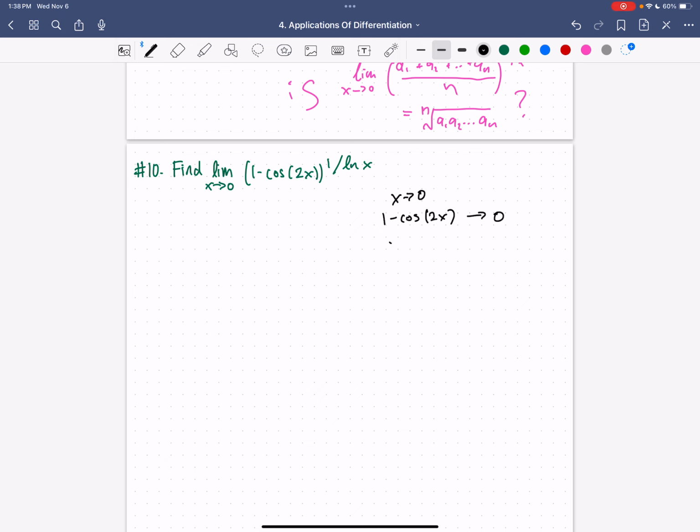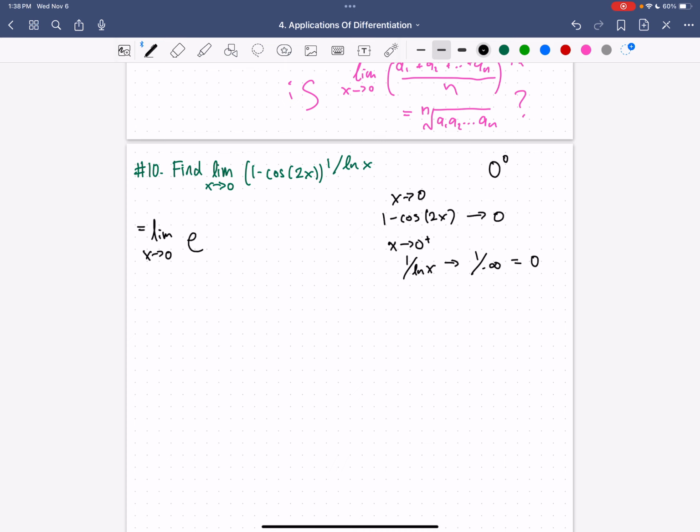And then as x goes to 0 from the right-hand side, 1 over log x will go to 1 over negative infinity, and so that gives us 0. So here we've got a 0 to the power of 0 type. That means we've got to use our exponent and log trick. It's not a trick, it's just that they're inverses of each other, but it's a technique, right?